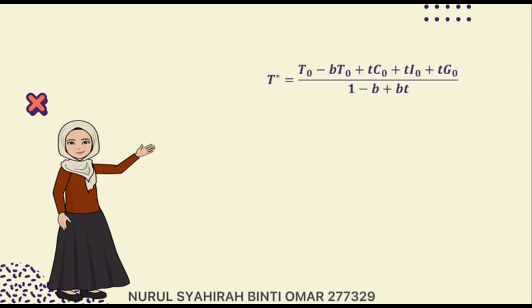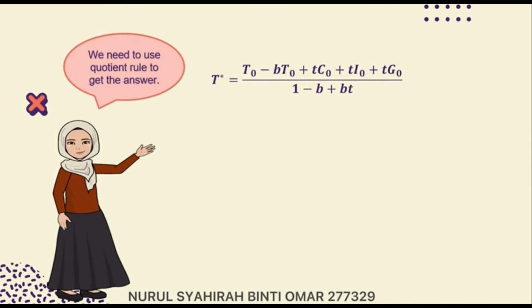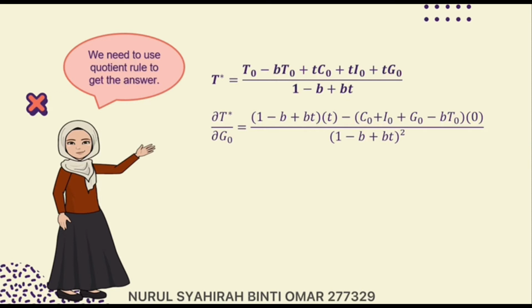Next, for T star equal to T null minus B T null plus T C null plus T I null plus T G null divided by 1 minus B plus BT, we also need to use the quotient rule to get the answer for delta T star divided by delta G null. So the final answer is T divided by 1 minus B plus BT, which is positive because it's more than 0.